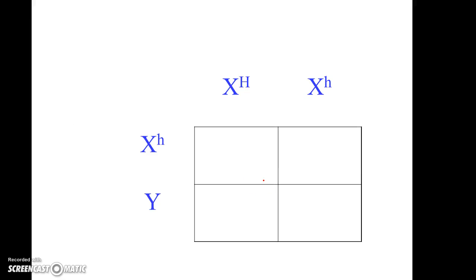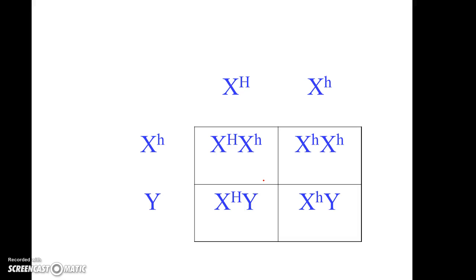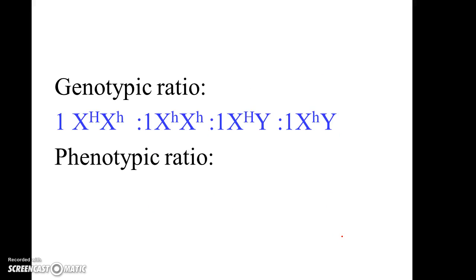Let's make our Punnett square. I'm going to put them all into the boxes. Alright, take a moment to look. We have our big H, little h, big H, little h, big H, Y. Alright, we have everything here. Get our genotypic ratios. This is again 1 to 1 to 1 to 1.